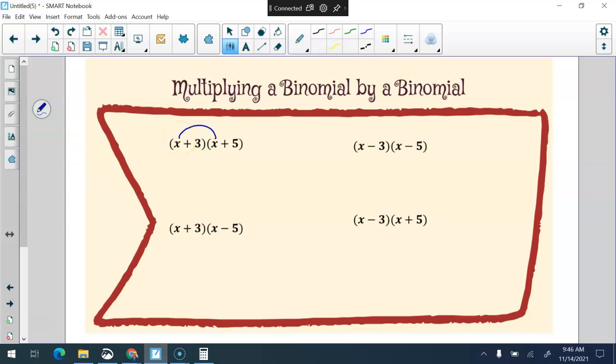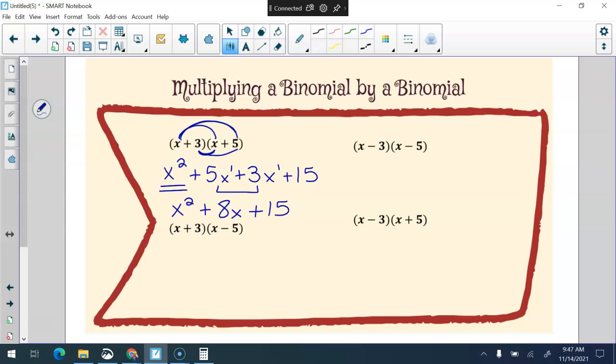So the first terms are the first numbers in each one, and x times x is x squared. Now we're going to distribute the x to the second term, and x times 5 is 5x, and those were the outsides. Now the insides is 3 times x, and now the last terms, 3 times 5 is 15. Once we add or multiply, now it's time to combine like terms, and they're typically in the middle there, but we're looking for the same variable and exponents. So I still have an x squared term, a 1x squared. 5x plus 3x, I'm going to add the coefficients and keep the variable part, and then add 15, there is no other constants. So our final answer is this trinomial.